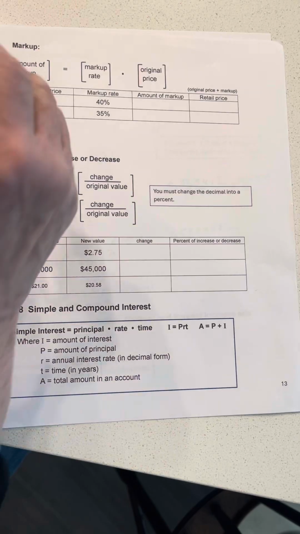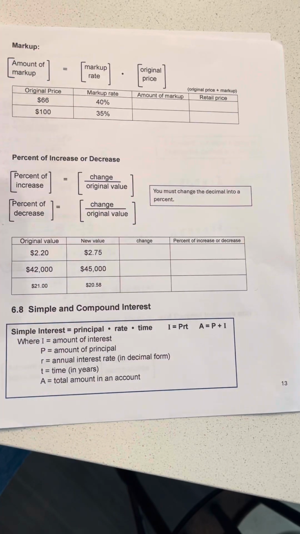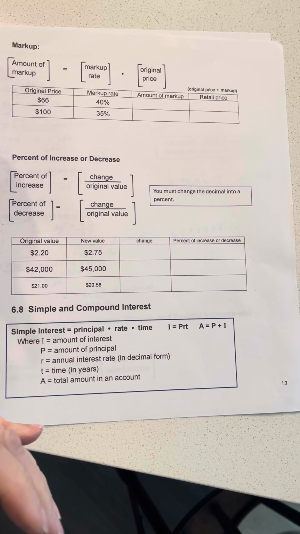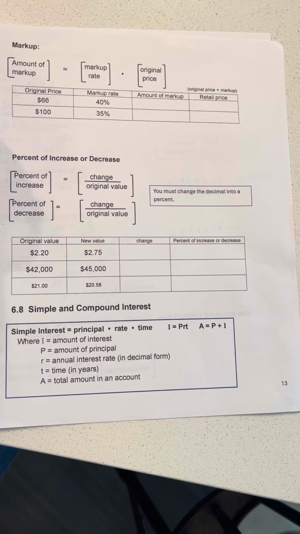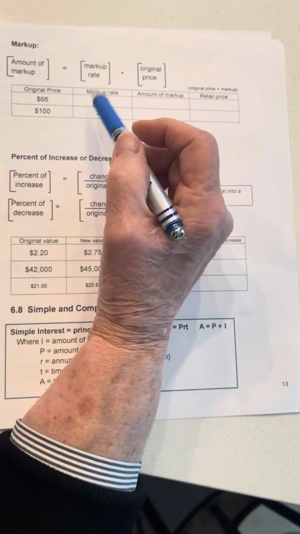We're going to talk briefly about markup. This is what stores do. They buy at one price, then they mark it up and sell it to you, and that markup is really what their profit is. I mean, you might do this yourself. I know that there are students out there that buy merchandise and then they sell it online, that sort of thing. So this is very similar.